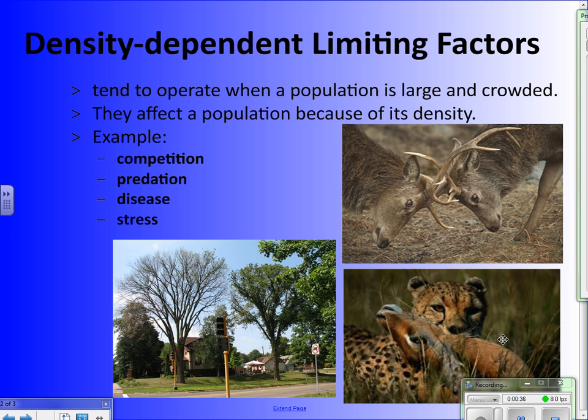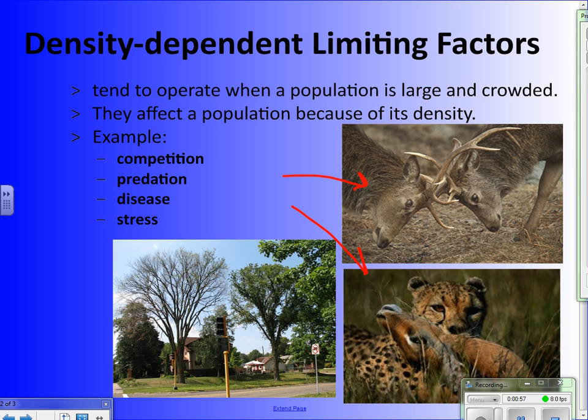So some examples of density-dependent limiting factors are things like competition. As resources become more scarce, members of a population will begin to compete for those resources. The more members of the population that you have, the more competition that occurs, and this can drastically limit populations.